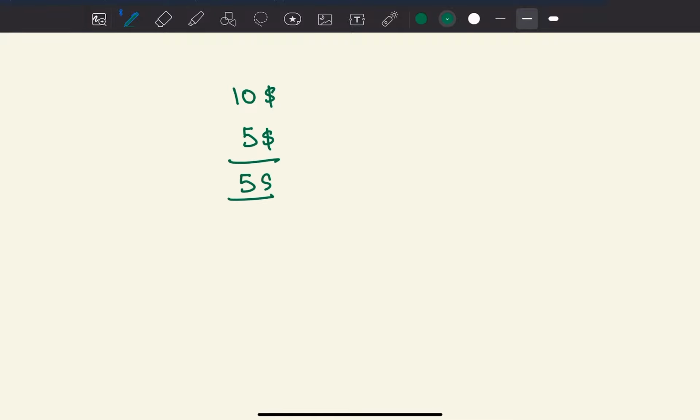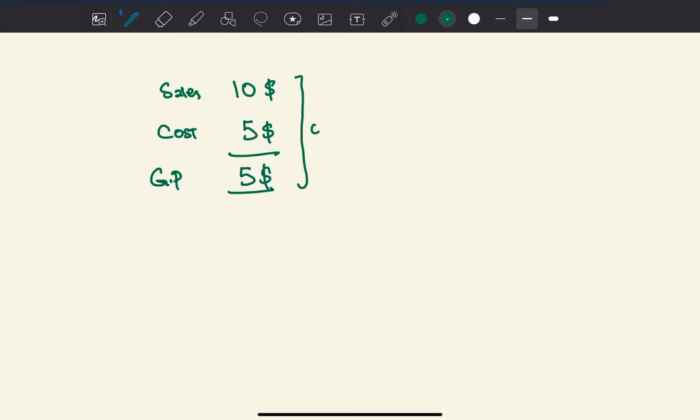Let's suppose you sold $10 of goods. It cost you $5 to procure those goods. You had a profit of $5. Now, this is your sales or revenue, this is your cost of sales, and this is your gross profit. If somebody asks you, all of these transactions were done in cash, and after these transactions, how much cash do you have? So the answer would be $5.